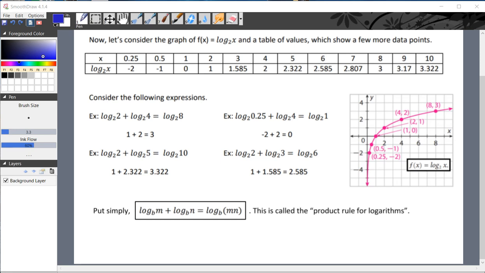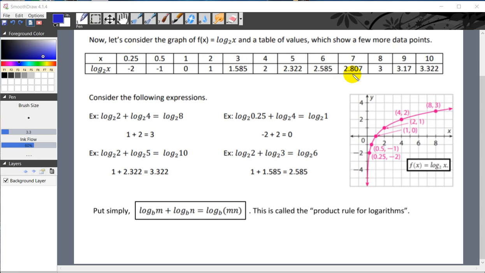Hello. All right. In this particular video, I'm going to extend a little bit more on what we went over with logarithms. Okay. So let's say we want to consider this particular function. This is log base 2 of x. And there's a whole bunch of table of values here. So all the points on this graph are the same as what we have here, as well as some that are added as well.